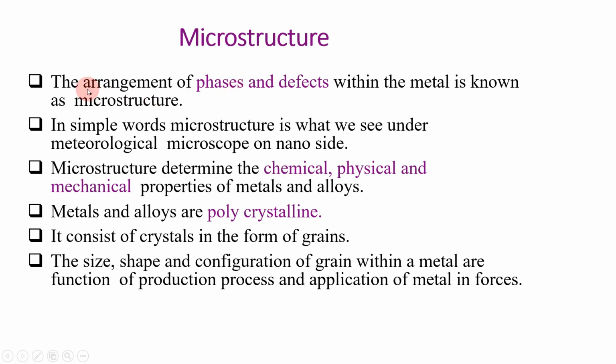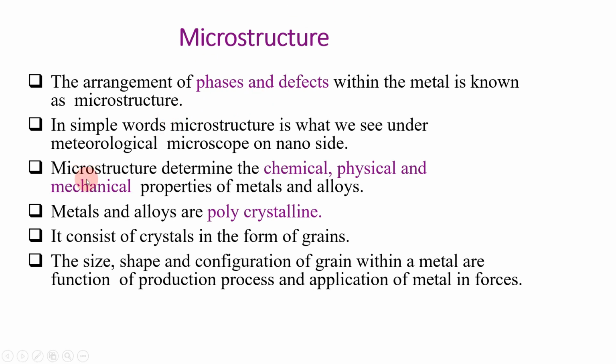So microstructure means the arrangement of phases and defects, how phases and defects are arranged inside the material or metal. Then the second point: in simple words, microstructure is what we see under a metallurgical microscope. Microstructure is nothing but the structure which we observe under the microscope. Whatever we observe when using a microscope to see some structure is known as the microstructure.